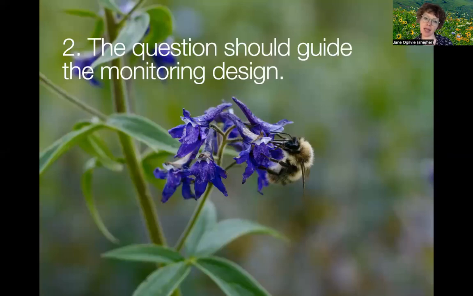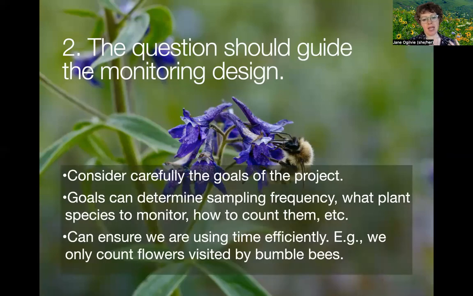The second insight that I have is that the question should guide the monitoring design. We need to carefully consider the goals of the project because these goals will determine sampling frequency, what plant species to monitor, and how to count them. This can make sure that we're using our time efficiently.